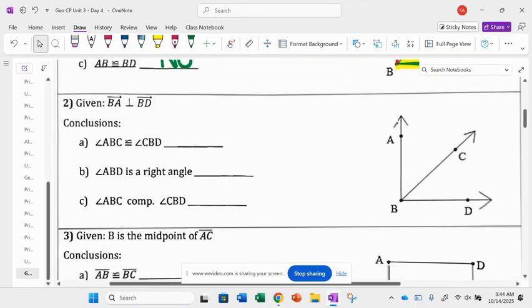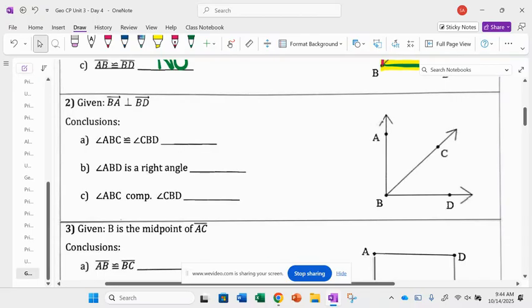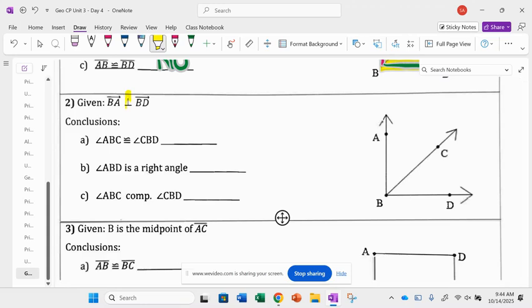Okay, so the given information for number 2 is saying that ray BA, who remembers what this symbol means? Caitlin? Good. What's the word that goes with this? You're right, though. Jonah? Perpendicular. So this is saying ray BA is perpendicular to ray BD. And Caitlin told us, what does that mean? That means where ray BA and BD meet, we have a right angle.